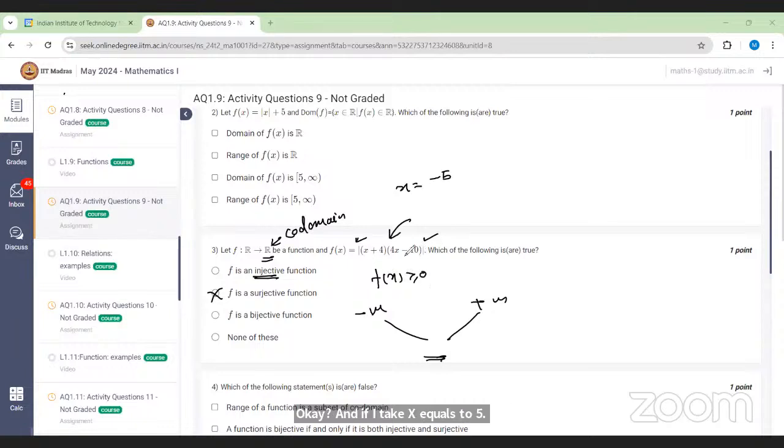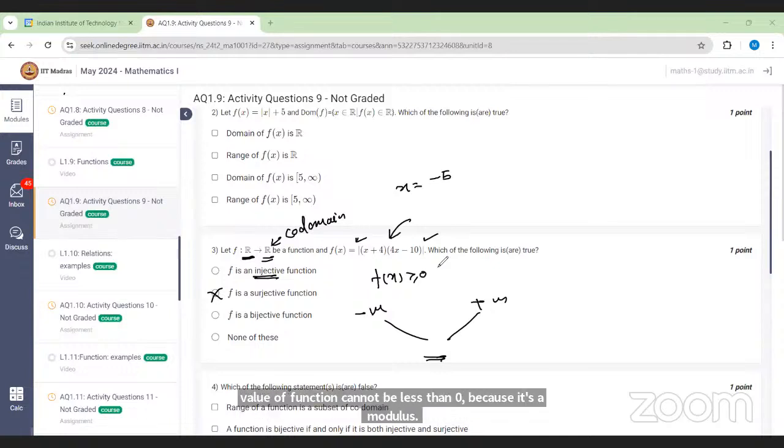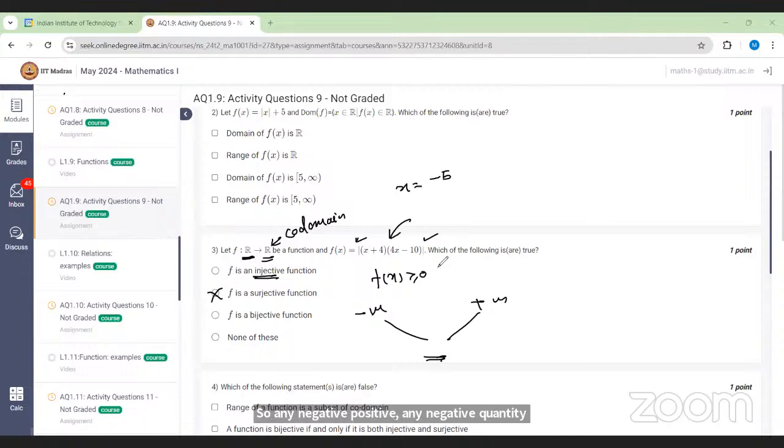You just said x cannot be less than 0, then why are we taking minus? x can be less than 0, since the domain is the real numbers. The value of the function cannot be less than 0 because it's a modulus. So any negative quantity will jump to a positive quantity.